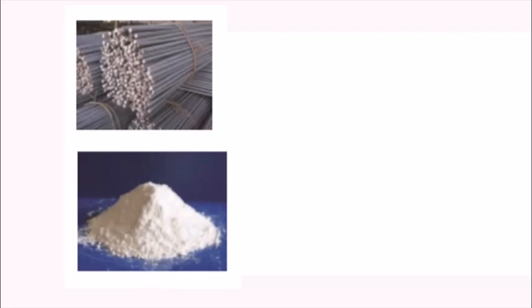Now I'll show some pictures and you need to name them and tell what these pictures are made up of, that is, of which substance these things are made. What are these? Well, these are rods. What are rods made up of? Rods can be made up of iron or aluminium. What's this? This is white powder. It can be either salt or chalk powder.